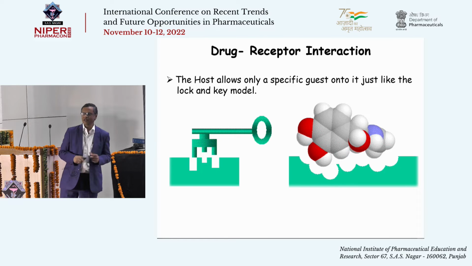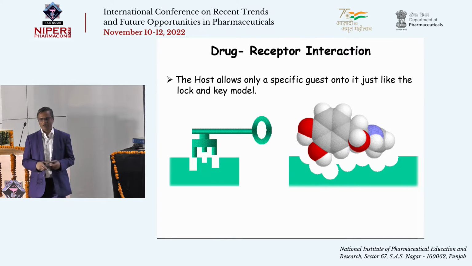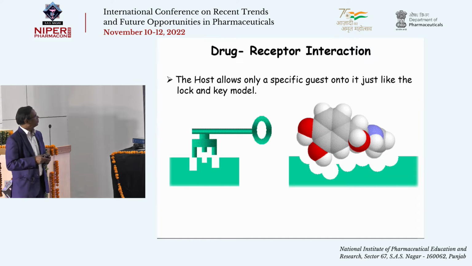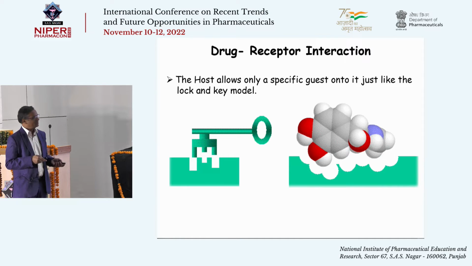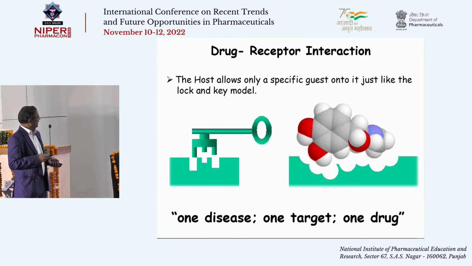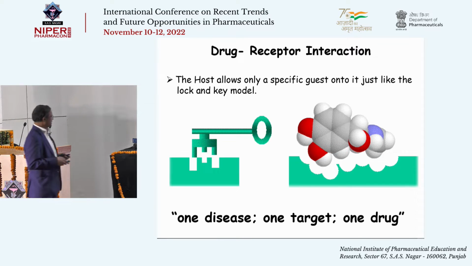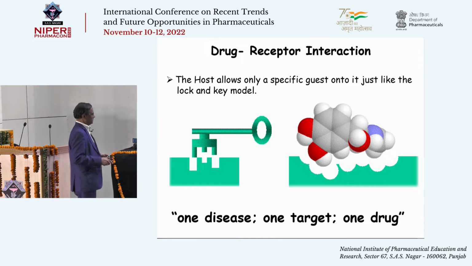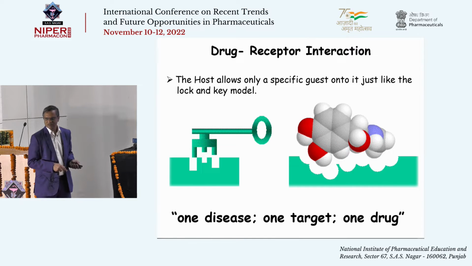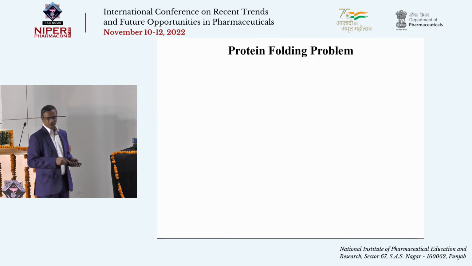So this molecular recognition and specificity appear to be very important, and this particular model was there for close to a century. And we also had a thought process that there is a disease which has one target and one drug. Now we know that this is probably not a very acceptable idea.